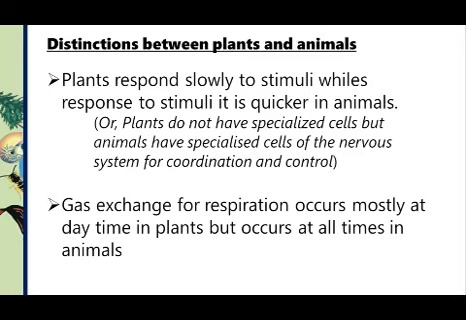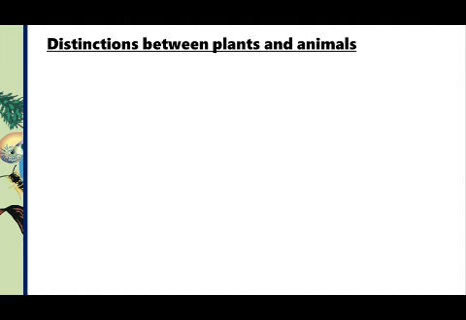Mind you, the byproduct of photosynthesis is the release of oxygen gas. So the rapid exchange of these gases will be more during the daytime, but during the night time it will be lesser. So in plants the gas exchange occurs mostly during the daytime, but in animals it occurs at all times of the day.